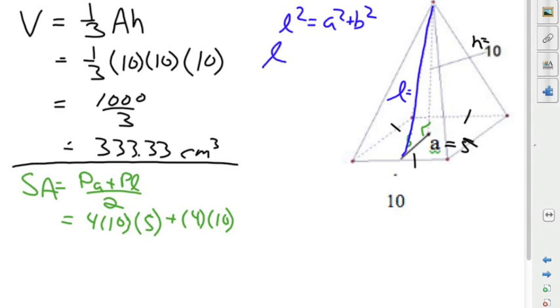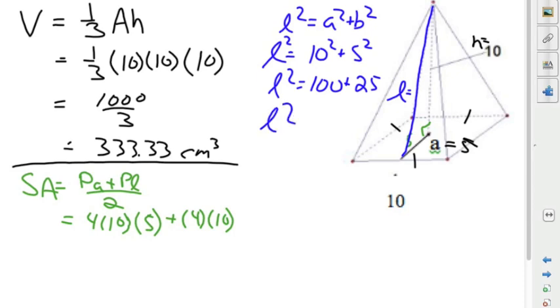So L squared is equal to 10 squared plus 5 squared. So L squared is 100 plus 25. So L squared is equal to 125. No, it's not 15. 15 is 225. So square root of L squared gives us L. Square root of 125? 11.18.